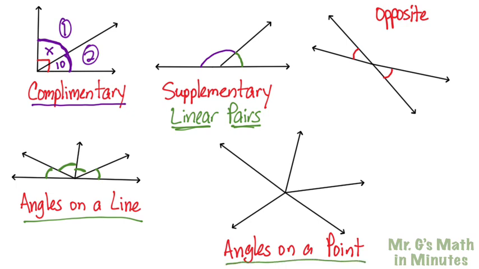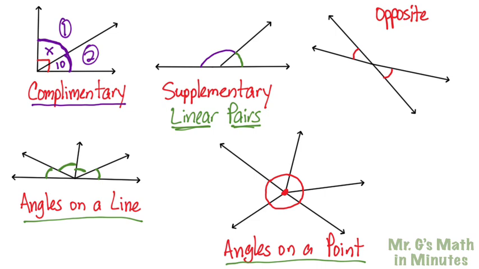The next one would be angles on a point. Angles on a point mean that you have a bunch of angles that go around a point. And if you were to add up all of those different angles, so here we have 2, 3 angles, 4 angles, 5 angles. If we add up all of those angles, you see it makes a circle, so that would be equal to 360 degrees.